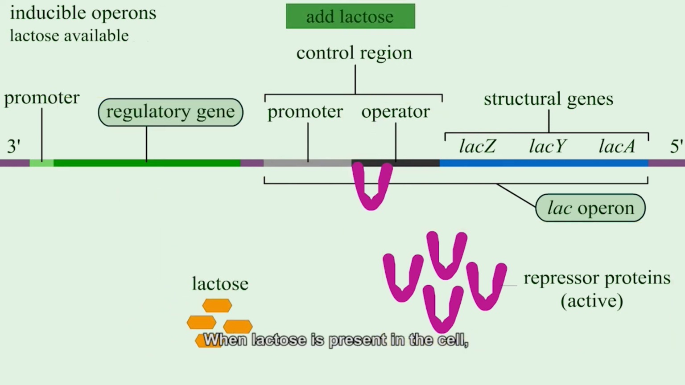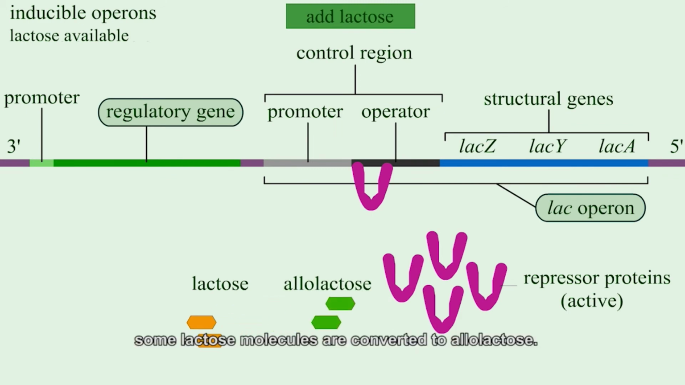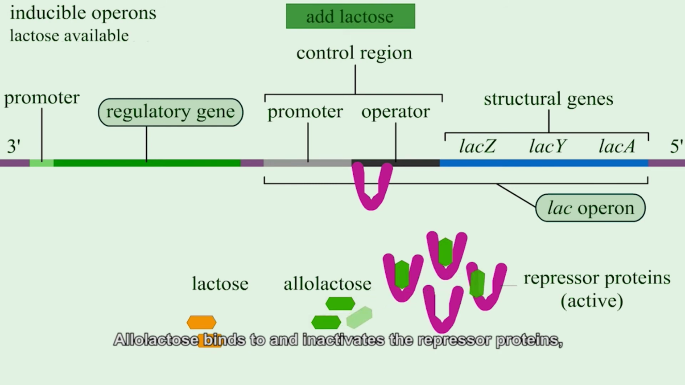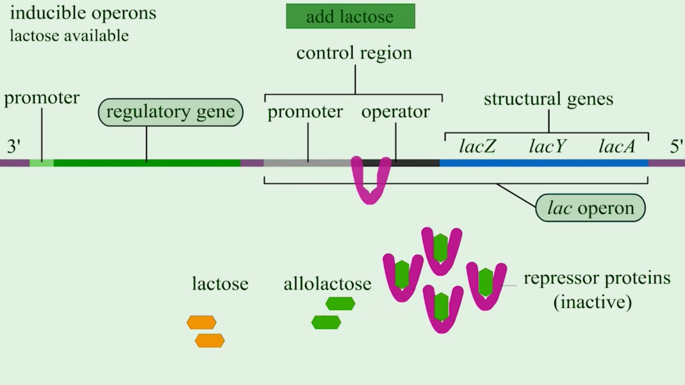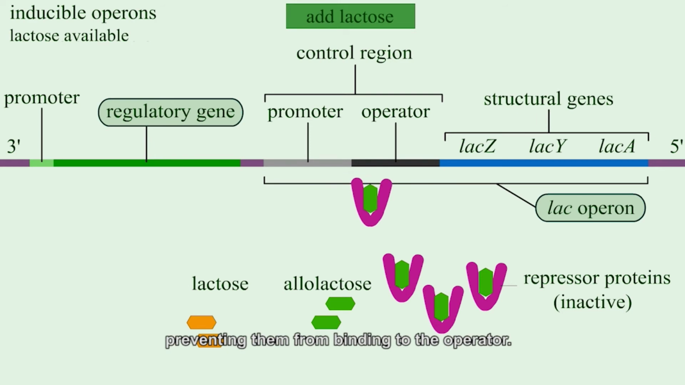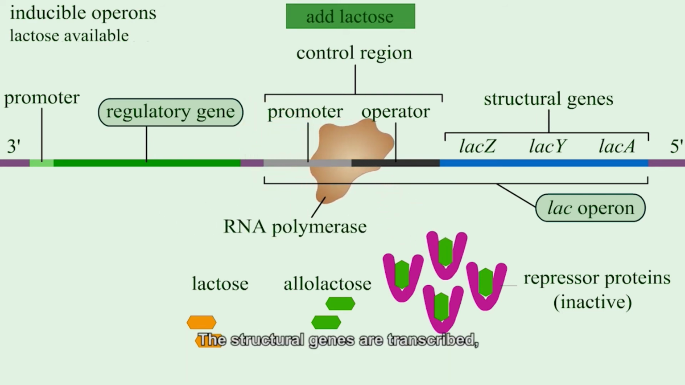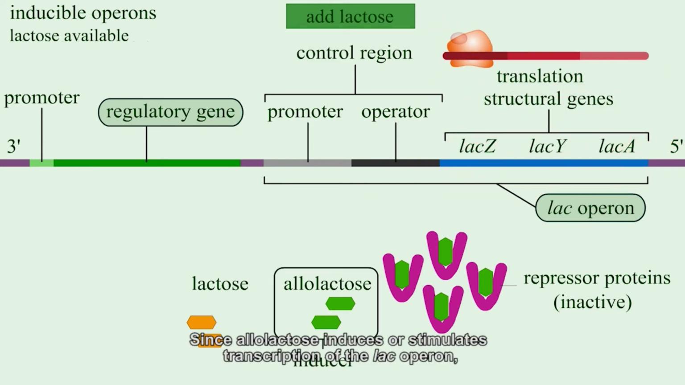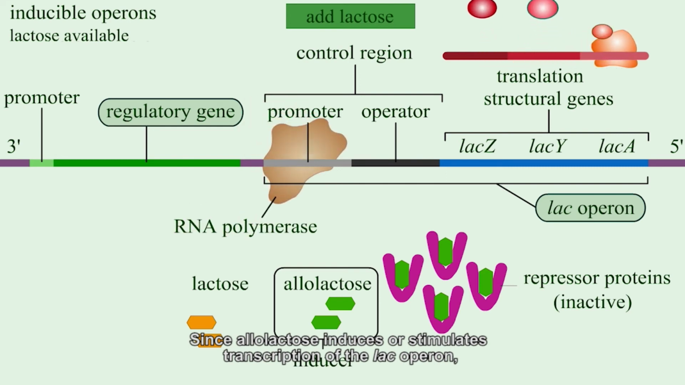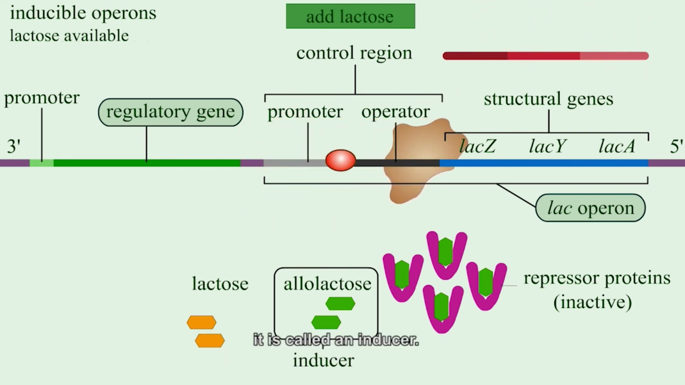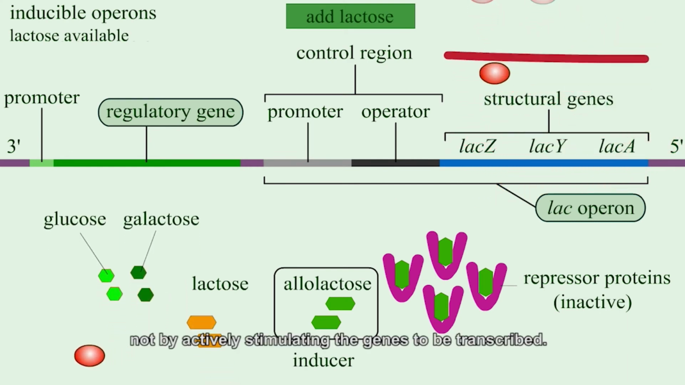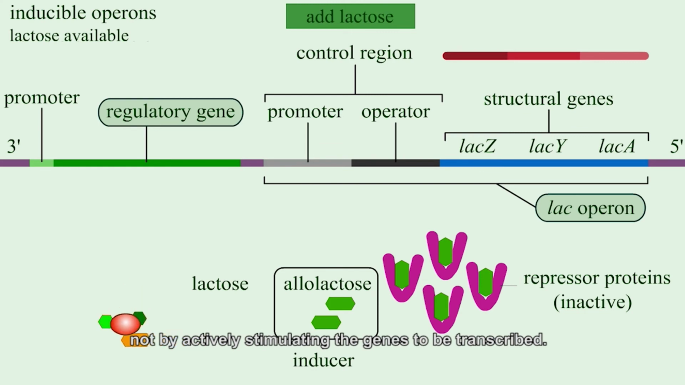When lactose is present in the cell, some lactose molecules are converted to allolactose. Allolactose binds to and inactivates the repressor proteins, preventing them from binding to the operator. The structural genes are transcribed, resulting in the production of the enzymes needed to catabolize lactose. Since allolactose induces or stimulates transcription of the lac operon, it is called an inducer. Notice that the inducer acts by turning off the repressor, not by actively stimulating the genes to be transcribed.